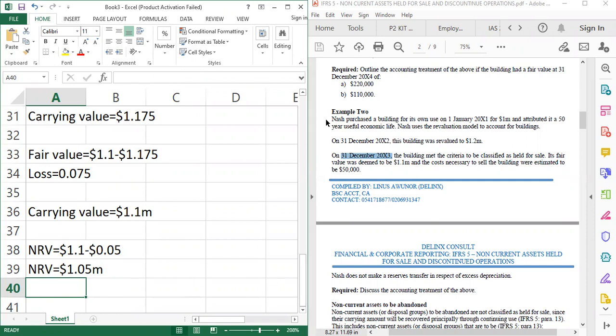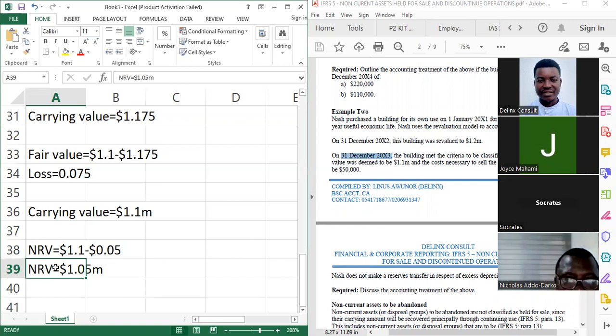let's check this one. So this is now the net realizable value, and this is the carrying value. But we classify the asset at the lower of the two. So you can see that the carrying value is higher than the net realizable value. We can see that the assets are still impaired by what?